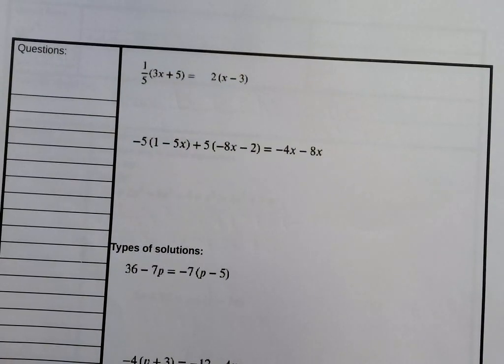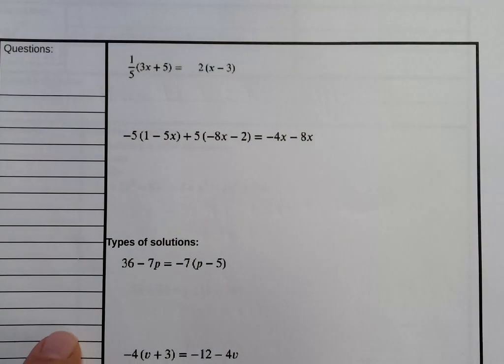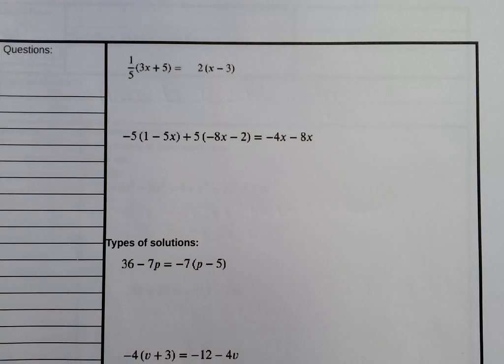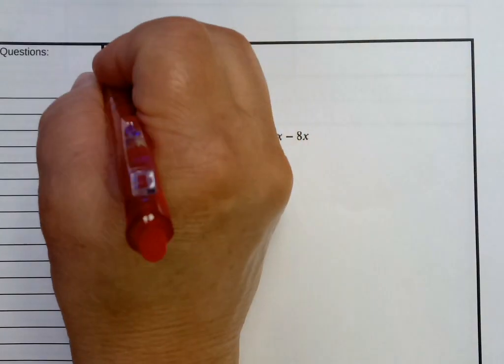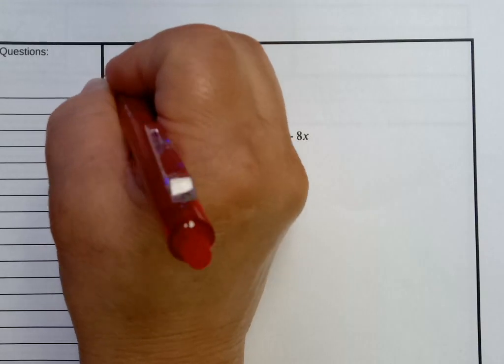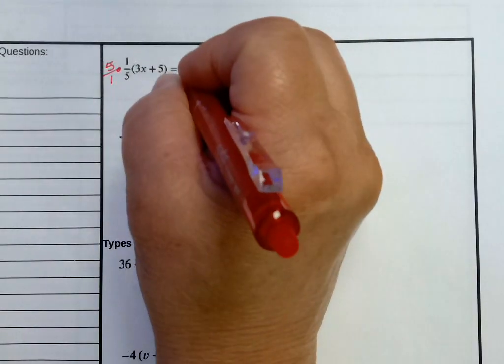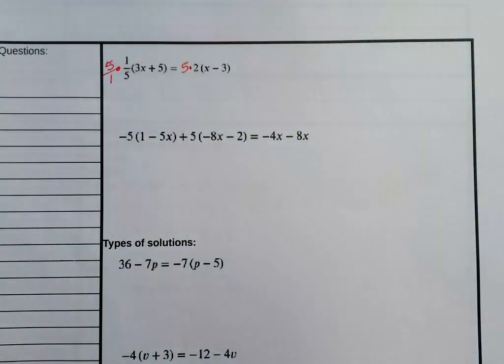Okay, so let's look at this problem. I hate working with fractions if I don't have to. How can I get rid of that 1/5? What can I multiply by to get 1? What is the reciprocal of 1/5? Well, that would be 5, or 5 over 1. Okay, any questions?